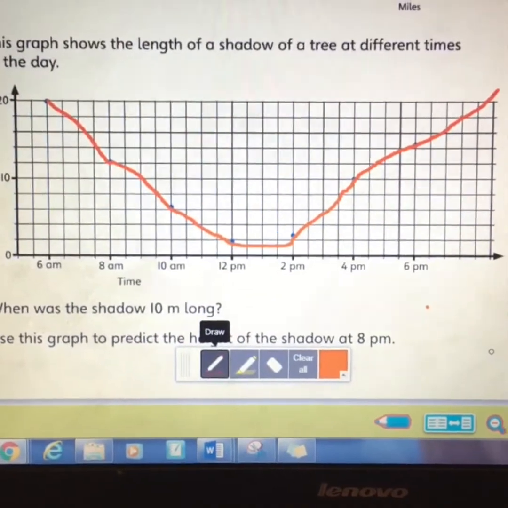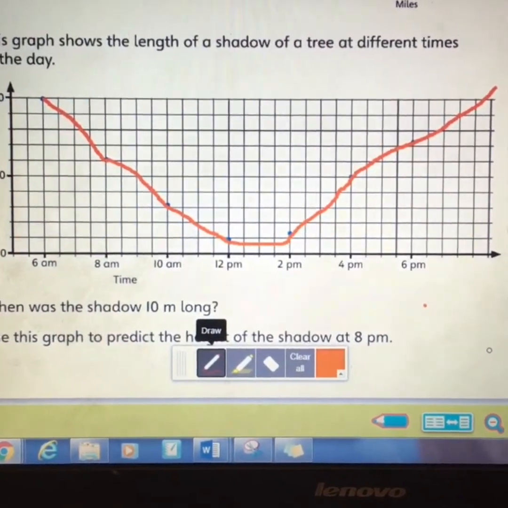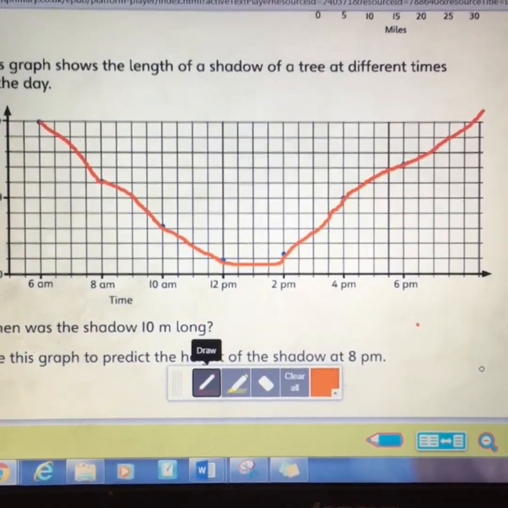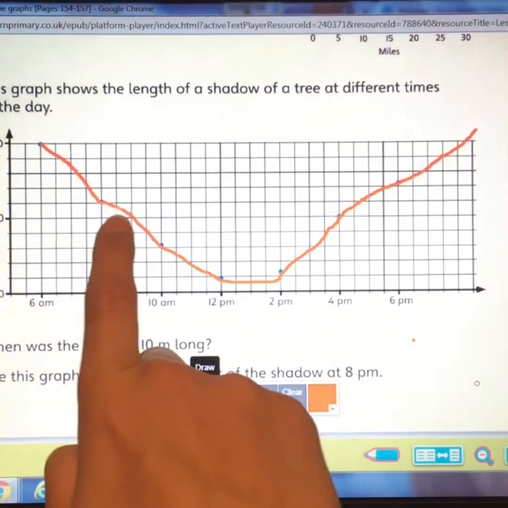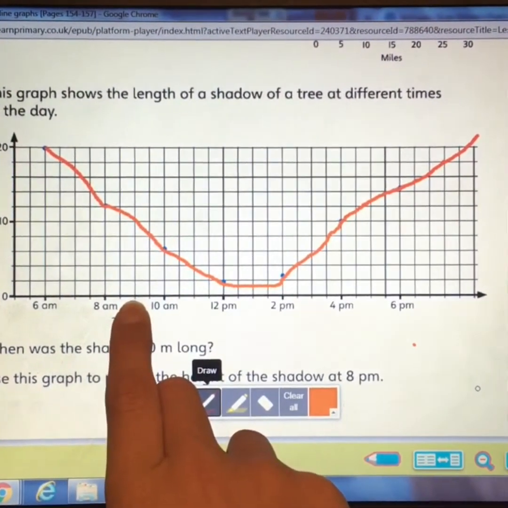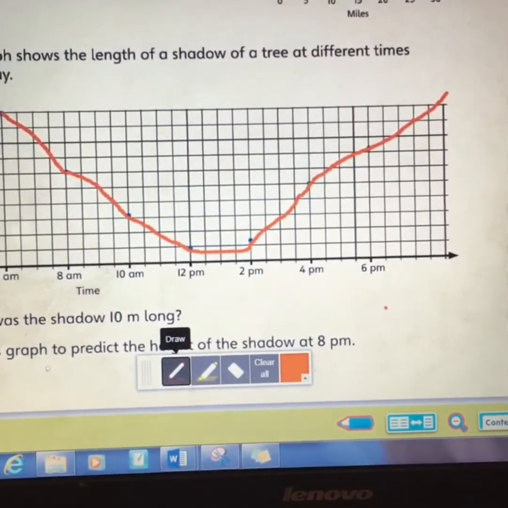Right, okay then, so I've tried to join it up so you can see a little bit what it looks like. I'm afraid it is not the best drawing because I've had to do it on the computer. So, when was the shadow 10 metres long? Well, here's 10 metres. If we go across, I think it's in between 8 o'clock and 10 o'clock, which would be 9 o'clock.